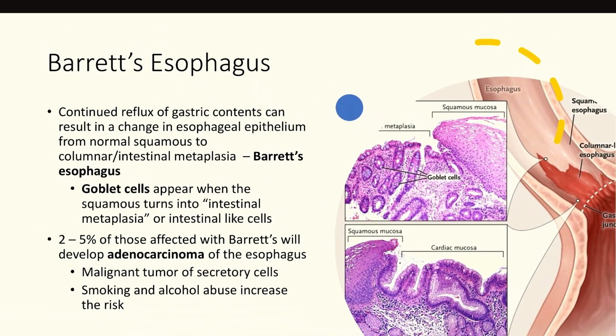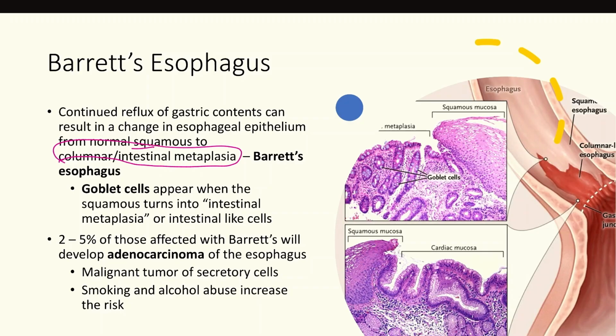Okay, this is called Barrett's esophagus. Barrett's esophagus is a precursor to cancer, and there's actually a link between repeated untreated acid reflux and cancer later on, if a mix of things happen. But continued reflux of gastric contents can change your esophageal epithelium from normal squamous to a columnar intestinal metaplasia.